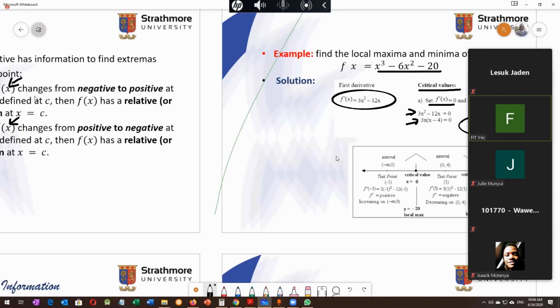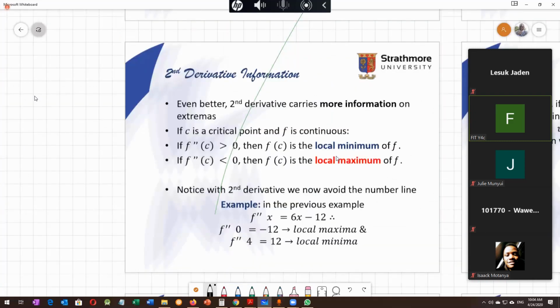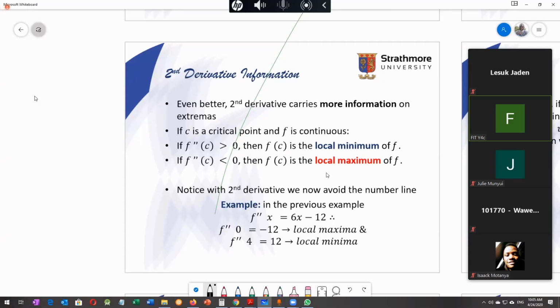So first order derivative has some information. Now, what information does second order derivative contain? It is at our point of interest. So if the second order derivative is greater than 0, then that is the local minimum at that particular point C. If the second order derivative is less than 0, that is the maxima. So you can actually see less than is the maximum, it's like the opposite. Greater than is the minimum.